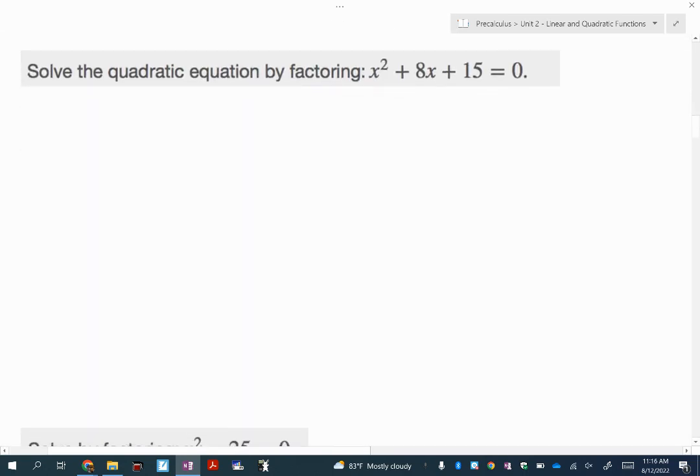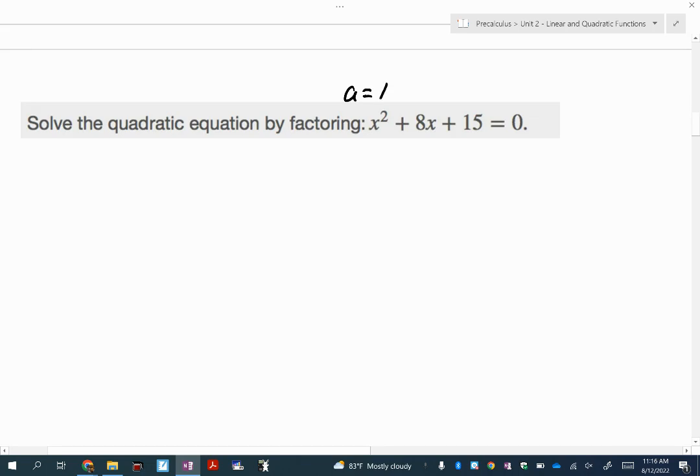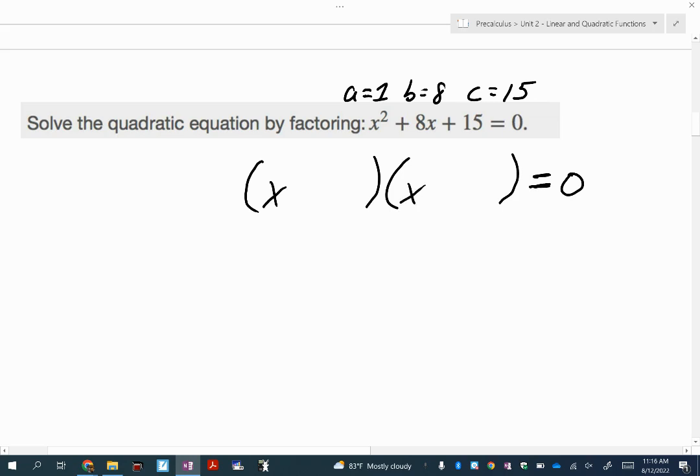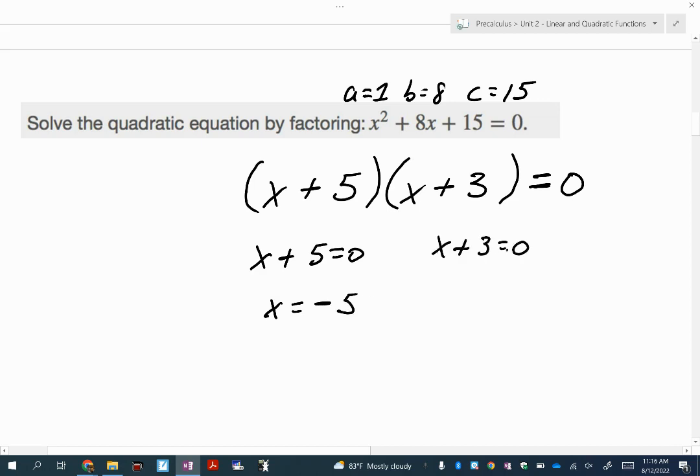Let's try another one like that, where it's hopefully a little bit straightforward. So a is 1, b is 8, c is 15. I'm doing the same thing. I need factors of c that add to b. So x and x, with factors of 15 that add to 8. That's plus 5 and plus 3. Setting each of these equal to 0, I can find my two solutions. So x equals -5, and setting this one equal to 0, I get x equals -3.